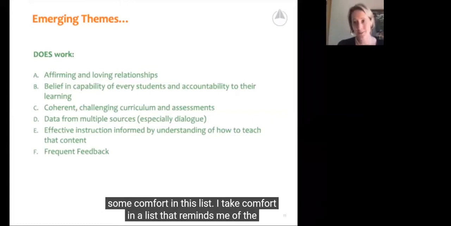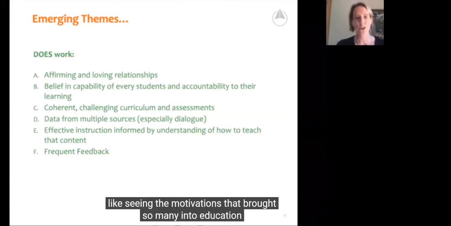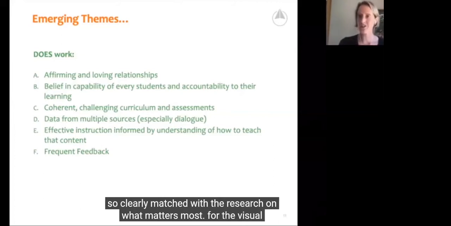I take some comfort in this list. I take comfort in a list that reminds me of the complexity of teaching. I take comfort in the fact that it's not simple. I also like seeing the motivations that brought so many into education so clearly matched with the research on what matters most.